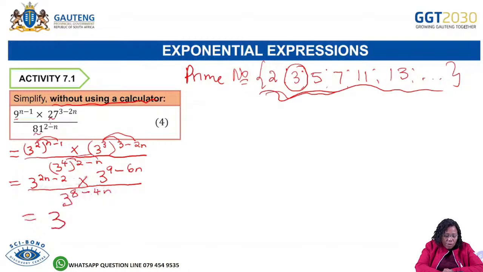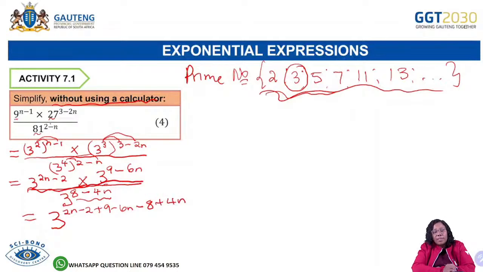And then it says when you are multiplying the same base, you add exponents. So you'll be having 2n minus 2 plus 9 minus 6n. You add them. And then this one, we subtract them now because we are dividing. Okay? 8 will be minus 8, minus 4 will be a plus 4n because we are subtracting.